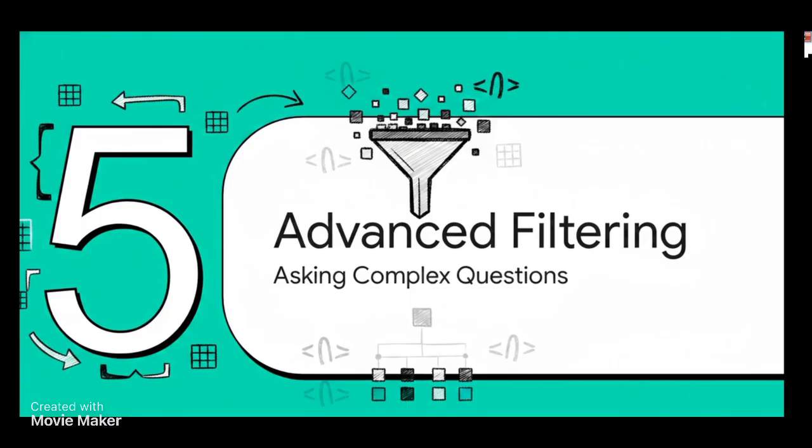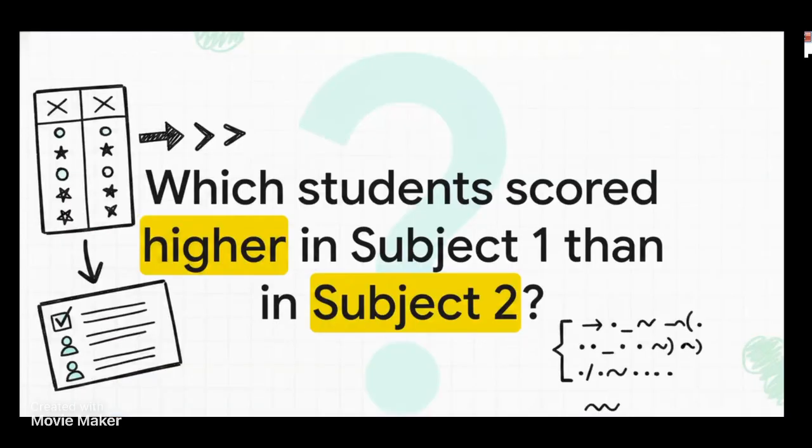All right, selecting rows, columns, slices, that's all great. But now, for the real power move. This is where we stop just grabbing data and start asking really smart, complex questions. So, here's the final boss question for today. Which students actually scored higher in Subject 1 than they did in Subject 2?